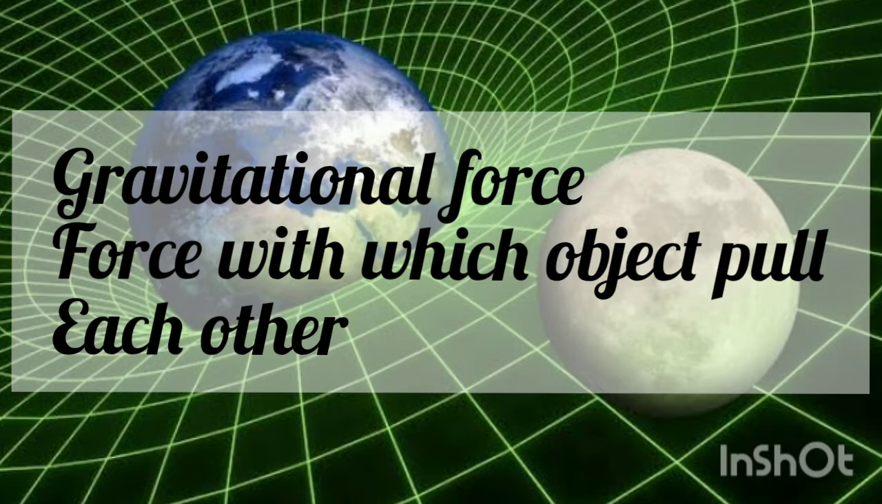Now, the different objects exert different magnitudes, is it not? So, if you take the example, the gravitational force of the moon is about 1/6 of that of the earth. That is, the weight of any object on the moon will be 1/6 of its weight on earth. Now, that's all about the gravitational force.